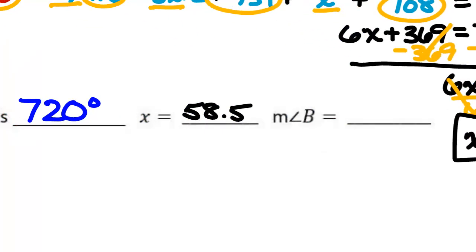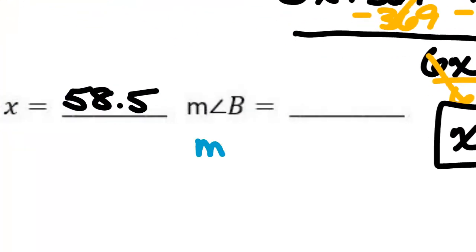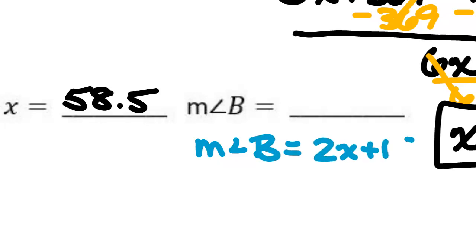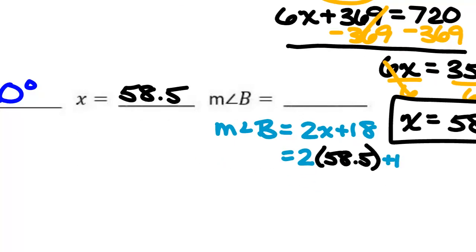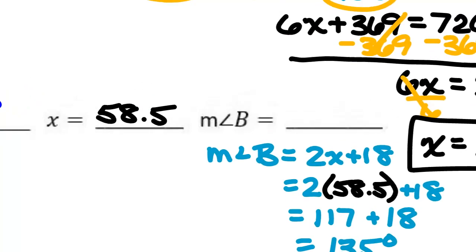Now we're going to use that to find the measurement of angle B. Measurement of angle B is 2x plus 18. We just found that x is 58.5. So 2 times 58.5 plus 18. 2 times 58.5 is 117, plus 18. I get 135 degrees.